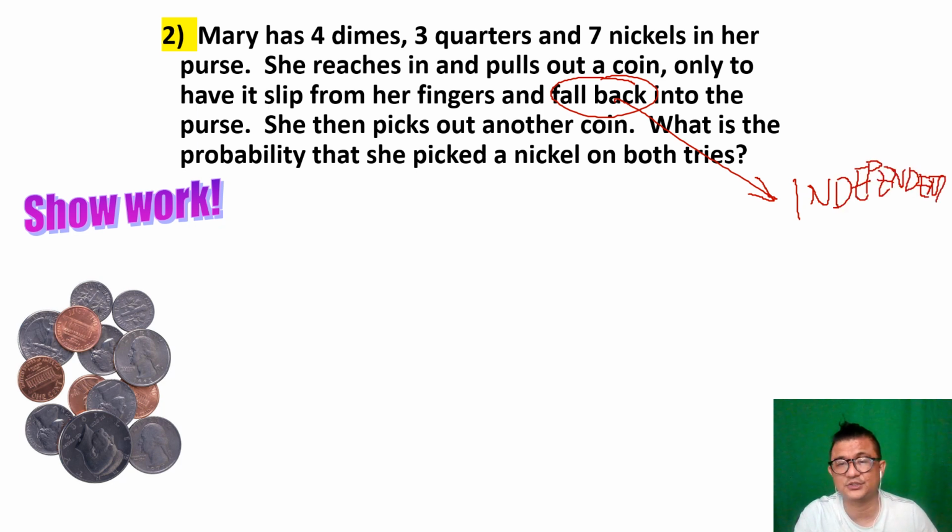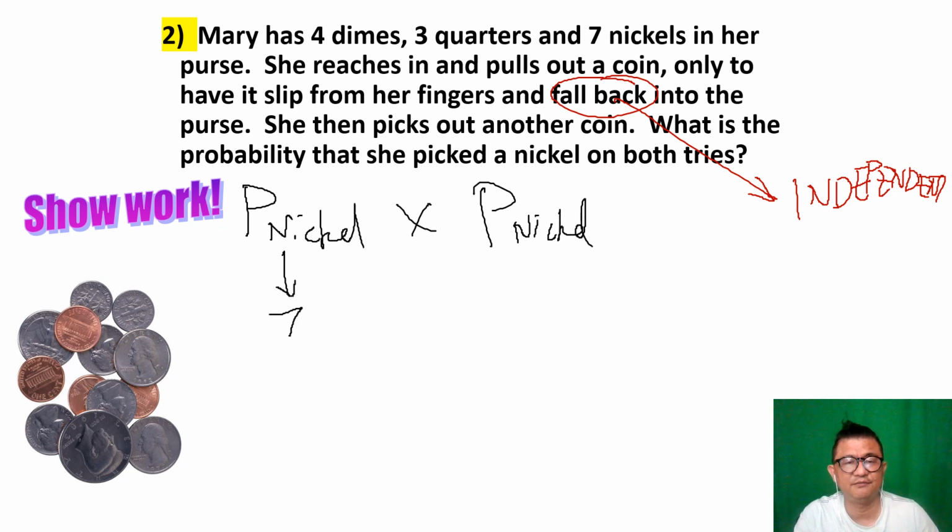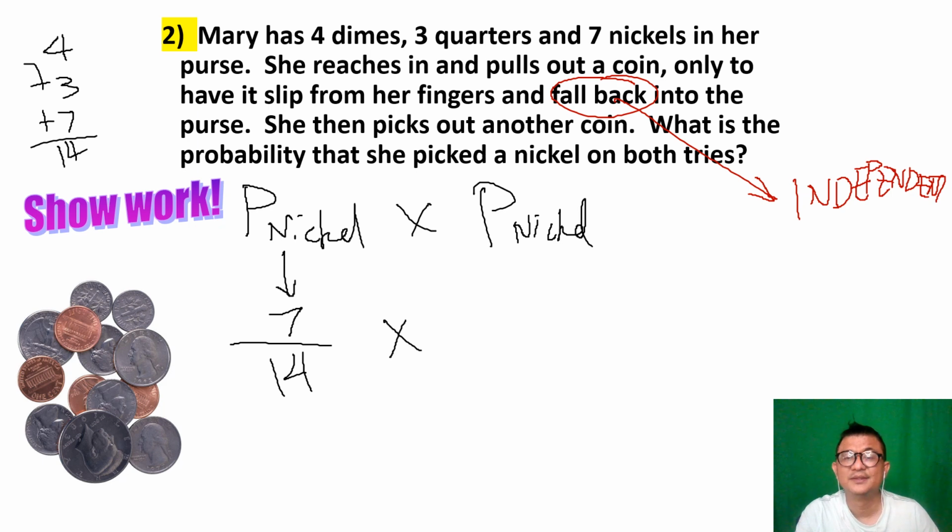So there is no subtraction. Okay, let's do that. So probability of getting the first nickel times the probability of getting the second nickel. All right, the first nickel will be 7 out of, so 4 plus 3 plus 7, that's going to be 14. But guess what? It went back. So how many nickels are there again? There's still going to be 7. And the total will still be what? 14. Yeah. So before we multiply, let's simplify that. Lowest terms is 1 half.